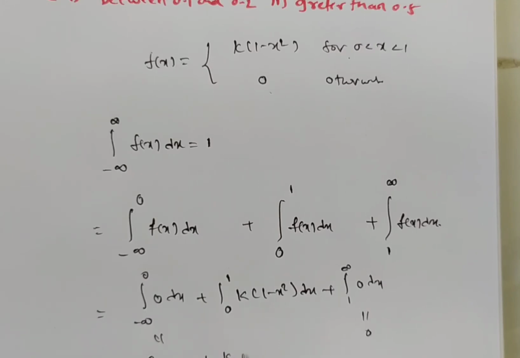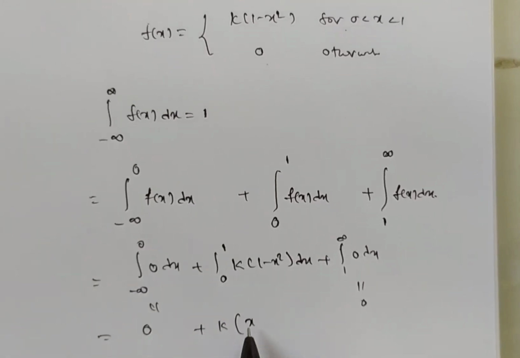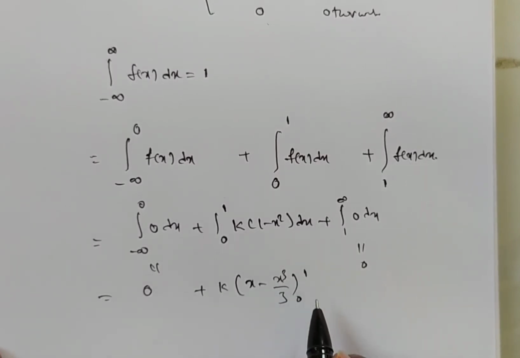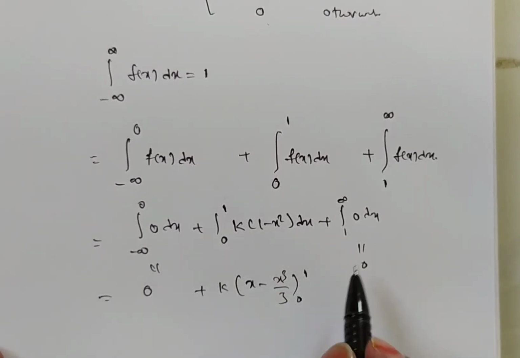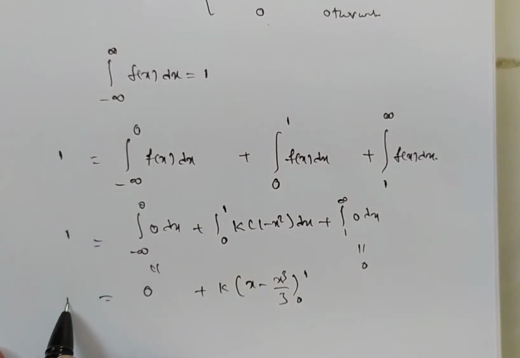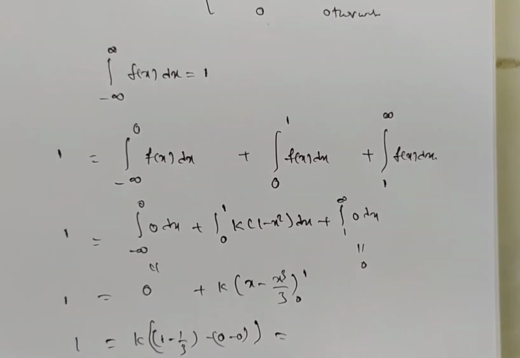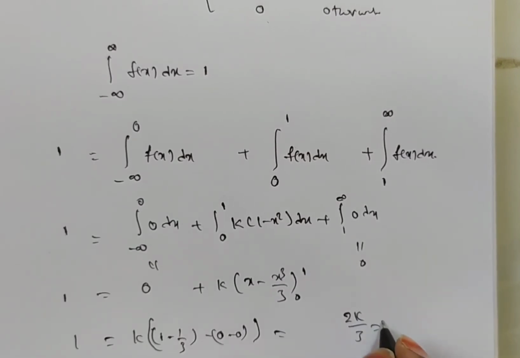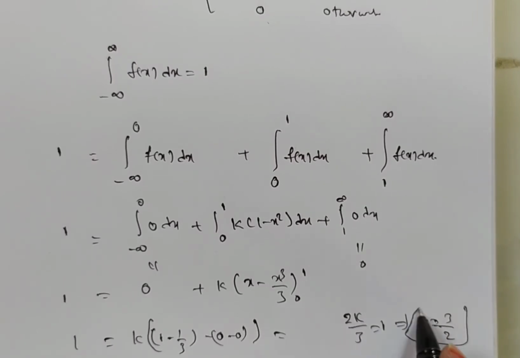Plus k is outside. Now one integration is x, and x square integration is x cube by 3, limits from 0 to 1. This value is how much actually? 1. You have to remember that. So 1 is equal to k into upper limit if you substitute, 1 minus 1 by 3, minus lower limit 0 minus 0. So you will have k times of 1 minus 1 by 3, which means 2 by 3. So 2k by 3 is equal to 1. That implies k is equal to how much? 3 by 2. K is equal to 3 by 2.